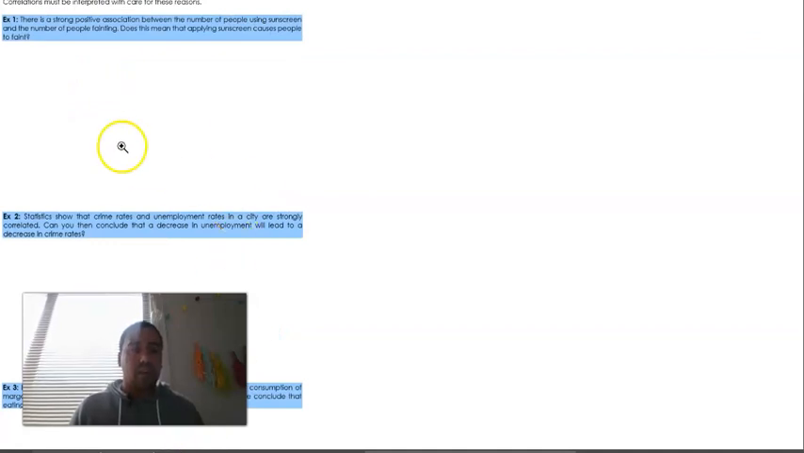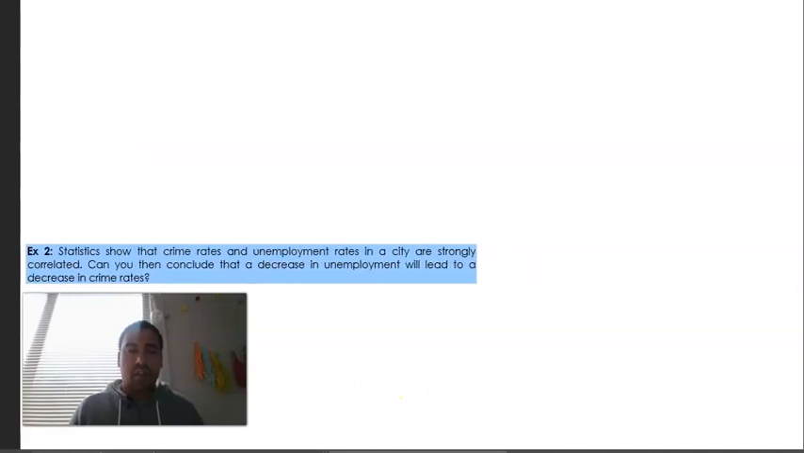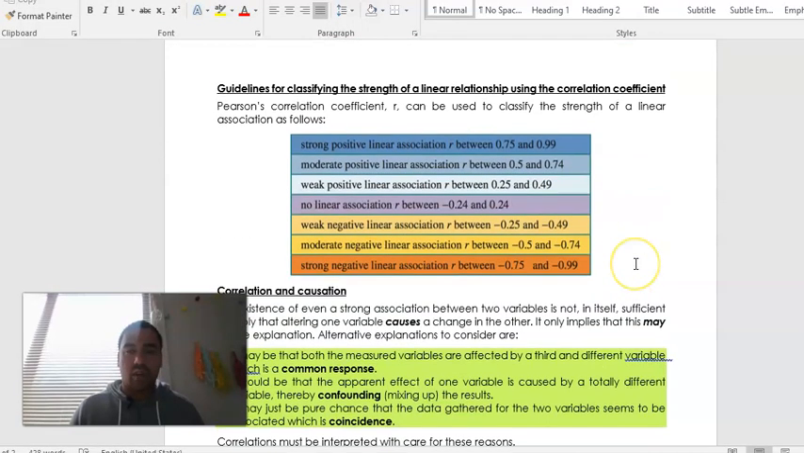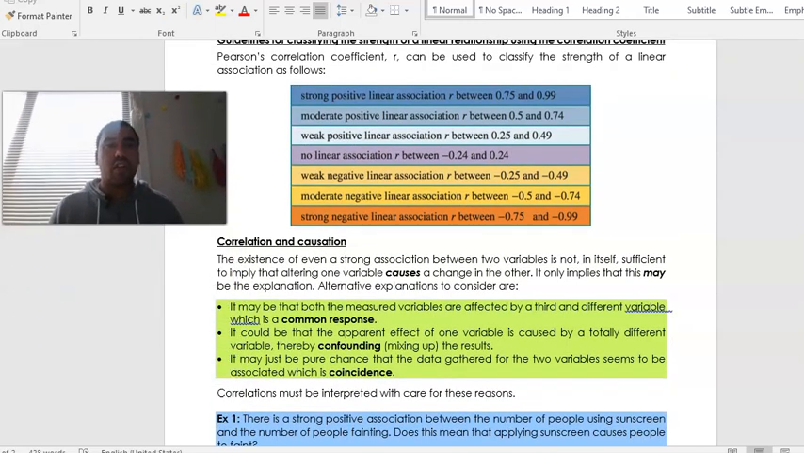And this right here, before I get to this, these are 3 examples. There's a little explanation that we need to go through that talks about correlation and causation. So the existence of even a strong association between 2 variables is not in itself sufficient to imply that altering one of the variables causes a change in the other. Okay, so it only implies that this may be the explanation.